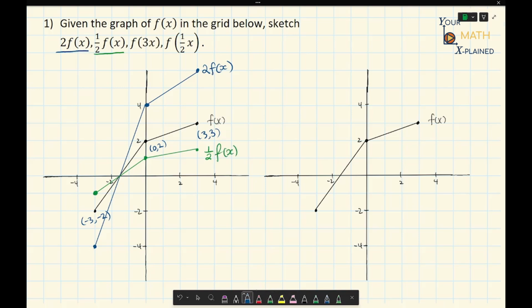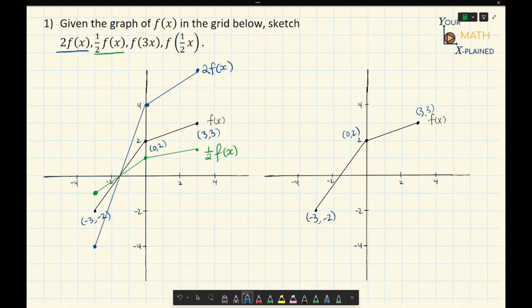Now let's move on to the horizontal transformations. So the first one is f of 3x. What that's going to do is it's going to be a horizontal compression by a factor of 3. So let's go ahead and relabel these points. We have (3, 3), we have (0, 2), and then we have (-3, -2).